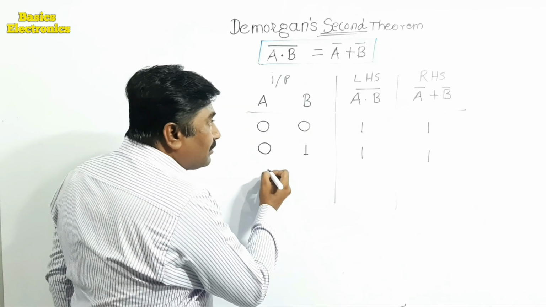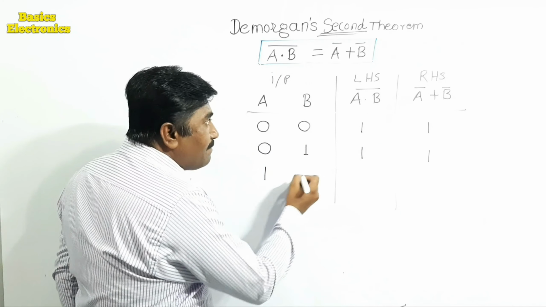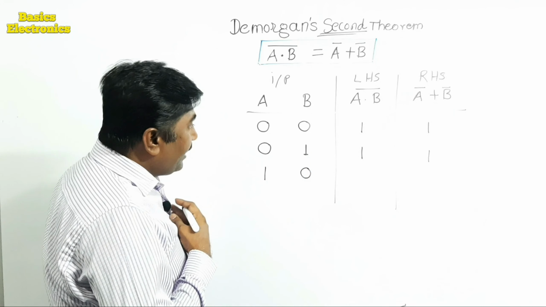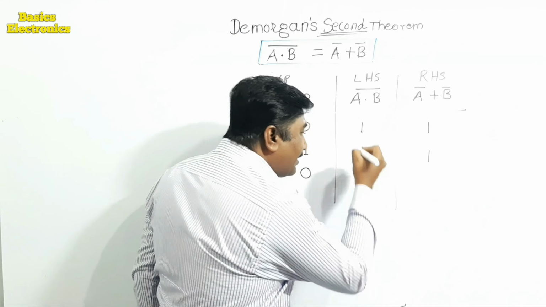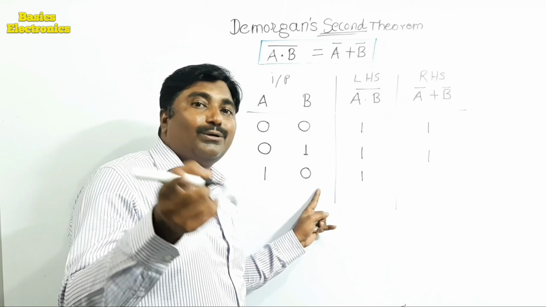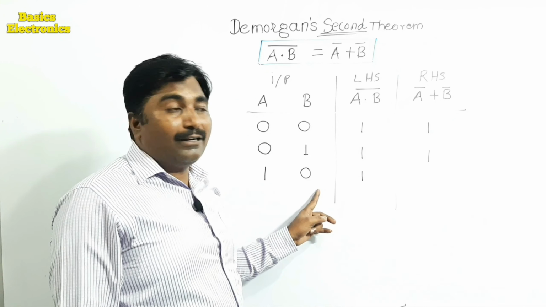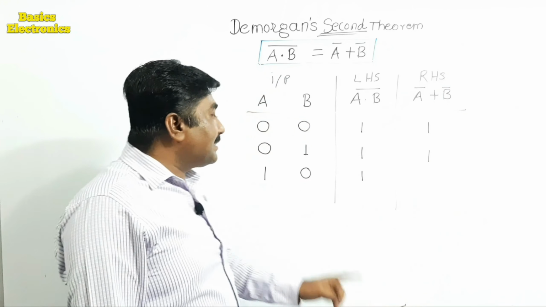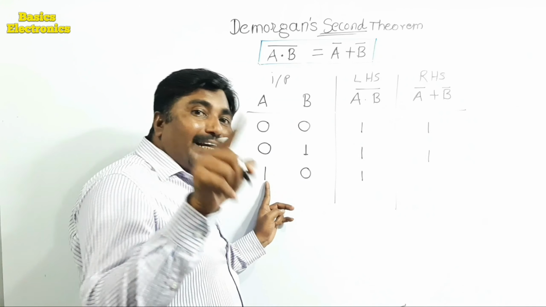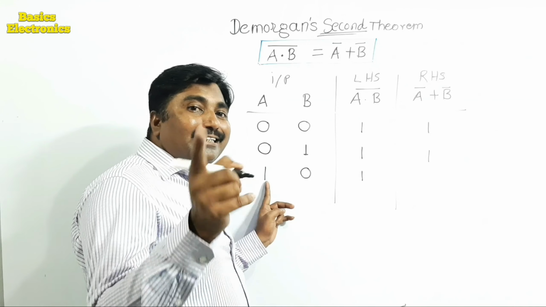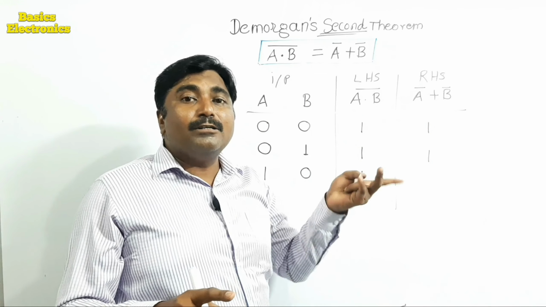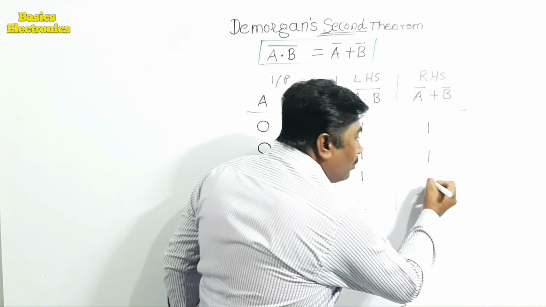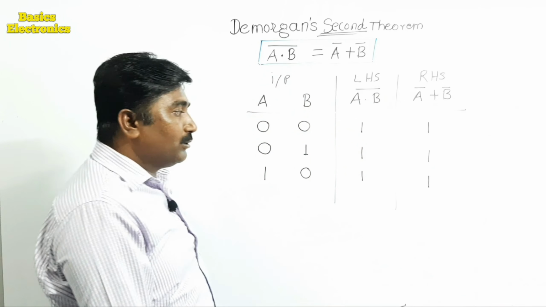Okay. Then the third combination, A is 1 and B is 0. It means again we get 1. How? 1 dot 0 is equal to 0. Its complement is equal to 1. And at the right-hand side, 1 complement means A complement. 1 complement is 0 and here 0 complement is equal to 1. So 0 plus 1 is equal to 1. So we get here 1.